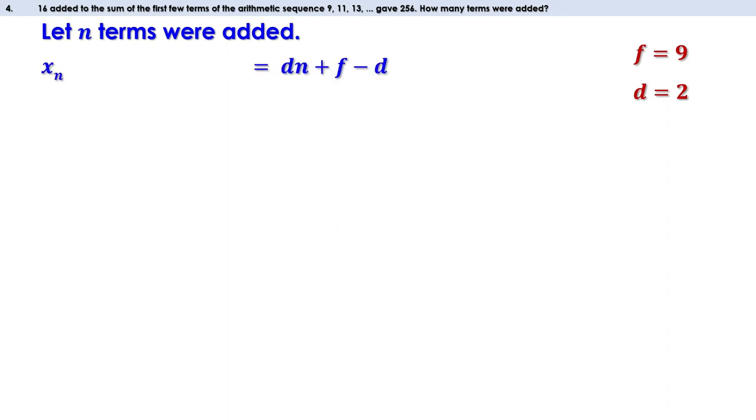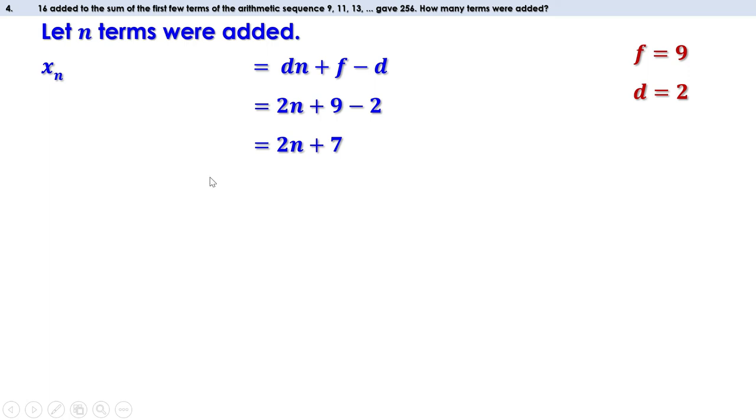nth term is dn plus f minus d. d is 2 and f is 9. Replacing the values, we get 2n plus 9 minus 2. 9 minus 2 is 7, so we can write this as 2n plus 7. That is, the nth term of the sequence is 2n plus 7.